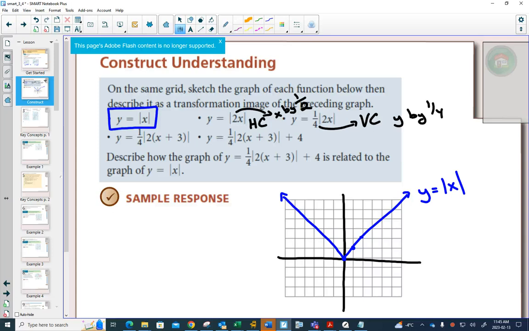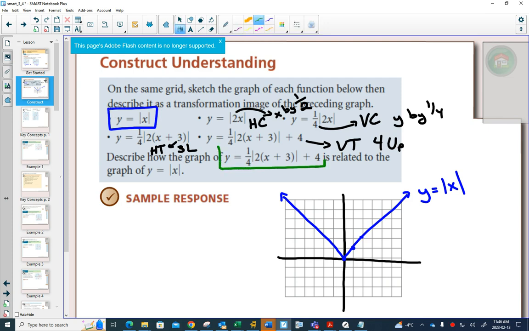The third equation, they added a +3. So I want you to highlight that 3. That's inside the function, so it's a horizontal translation. That will move things 3 to the left. And finally, in the last one, there's the +4. That would be a vertical translation 4 units up.